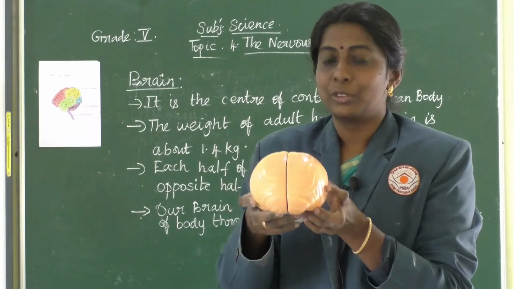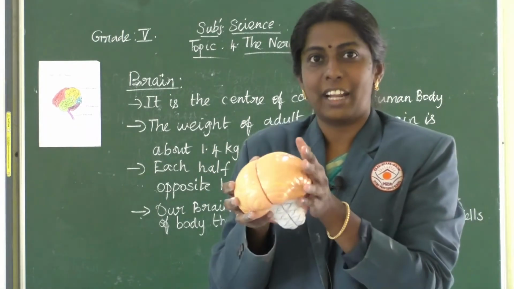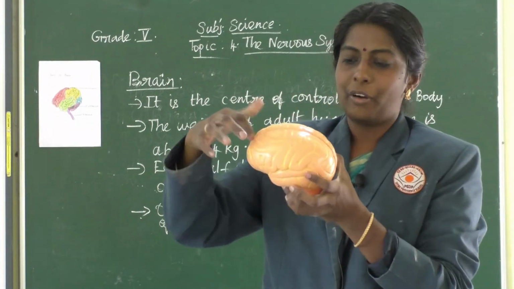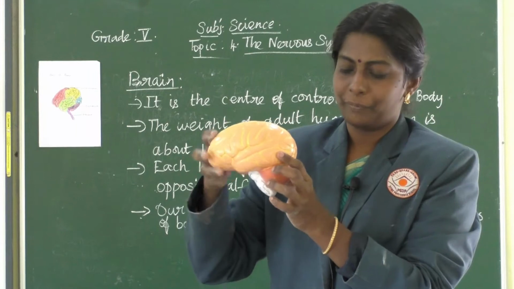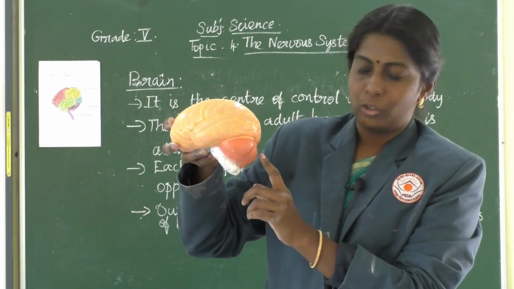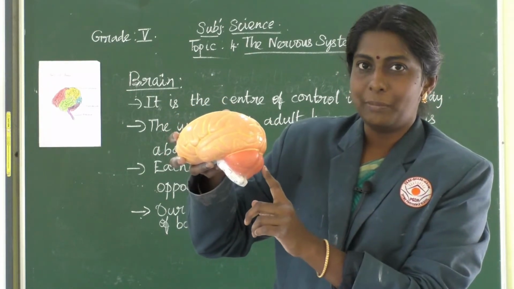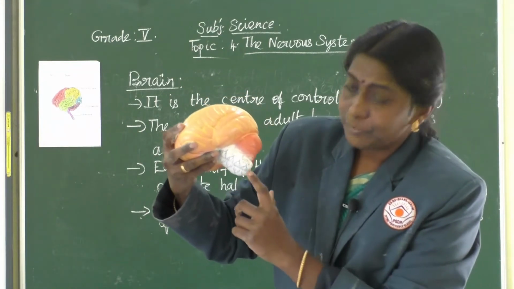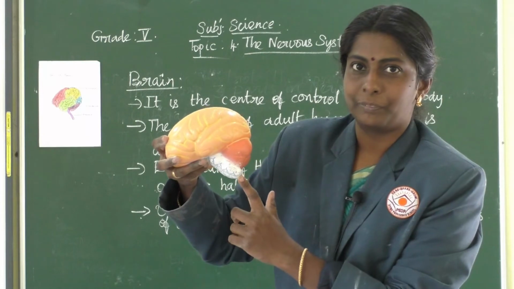Yes children, you can see the model of the brain. The brain has two parts, left side and right side. The top part is called the cerebrum, the lower part is the cerebellum, and below that a stem-like structure is called the medulla.